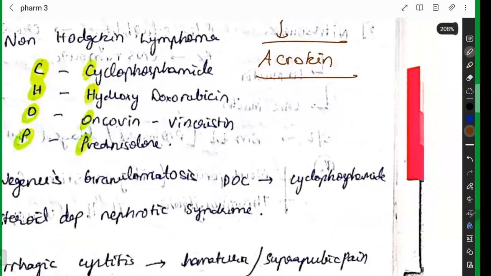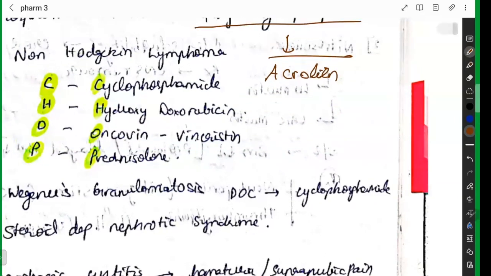You have something called acrolein. This acrolein, what happens? It is going to attach in the bladder. If this is the bladder, it is going to attach with your bladder tissues. When it attaches with the bladder tissues, it is going to cause hemorrhagic cystitis. Clear, right? Now coming to what are the usages.